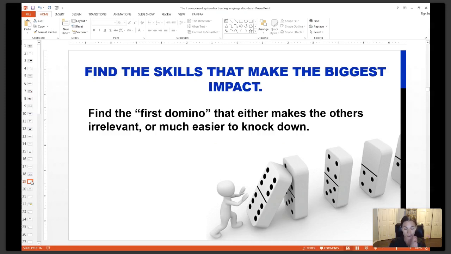So obviously you've got a lot of skills that you need to work on. That's all your dominoes. And what you want to do is find that first domino and knock it down. And what that does is it makes the other things irrelevant or much easier to knock down. So think of those comprehension things as the other dominoes. So if we address some of those underlying language skills, sometimes those comprehension issues can clear up. Or when we get to working on comprehension, they're a lot easier to address and our students are ready to respond to those treatments. And it makes it much easier for our students to actually improve those skills if we address some of those other underlying language issues first.